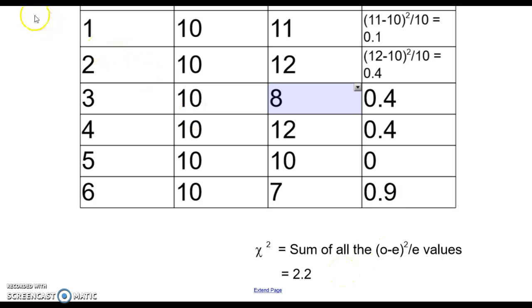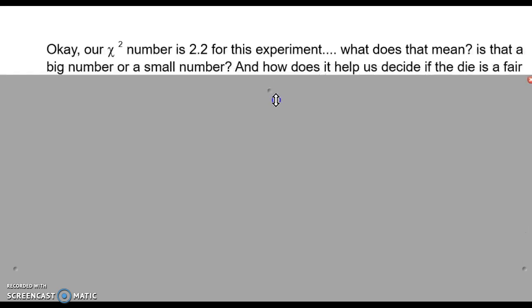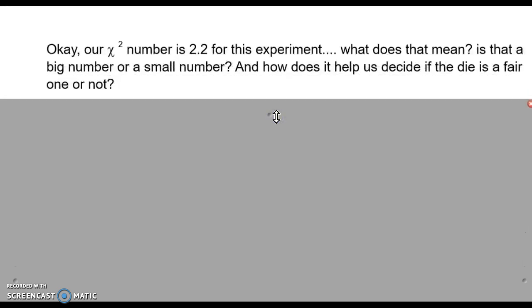Okay, let's pause just for a second. So we have a number. Our chi-squared number for this experiment is 2.2, but it's fair to ask, what does that mean? Is it a big number? Is it small? What context is this in? And how does it help us decide if the die is a fair one or not?